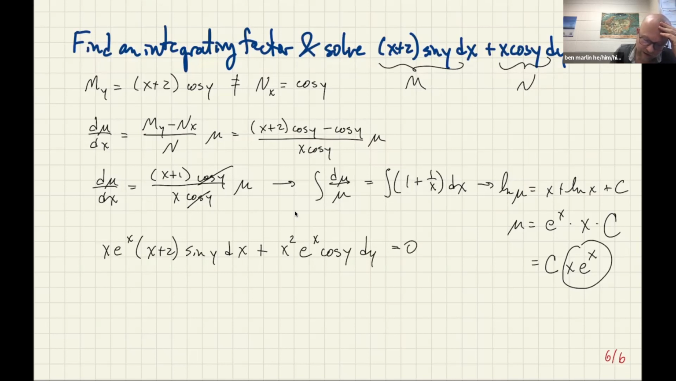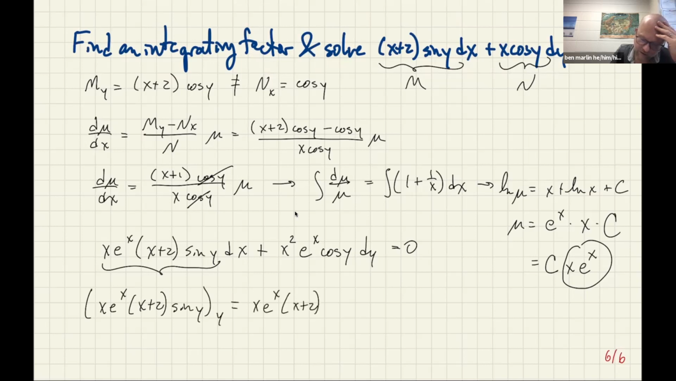Now, checking here, I did not draw my bracket large enough. We need x e to the x, x plus 2 sine y, the derivative with respect to y. It's going to be x e to the x, x plus 2 cosine y. And then we have to take the derivative of this other part here, and we have to product rule it, but it does turn out that we end up getting that in the end.